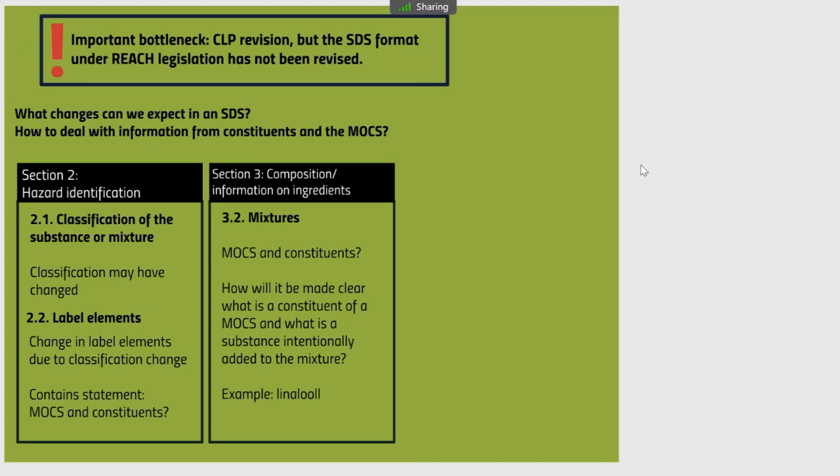For example, linalool is a substance that is often present in MOCS. So some type of essential oil can have linalool present. However, you can also add linalool additionally to your mixture. And then it needs to be clear where the linalool comes from in section 3 to make sure on how to deal with the classification of the mixture.